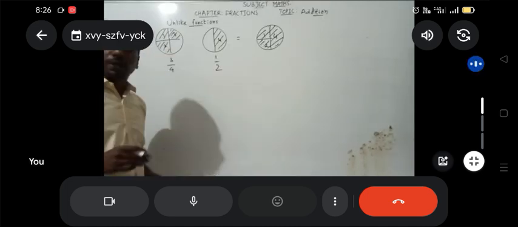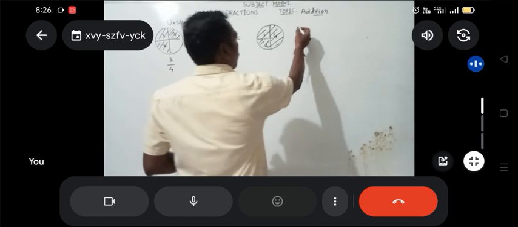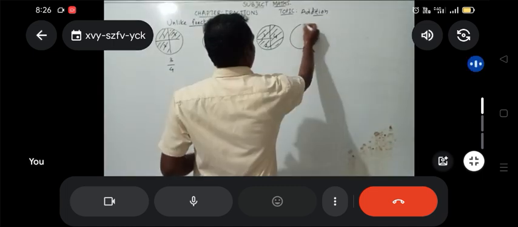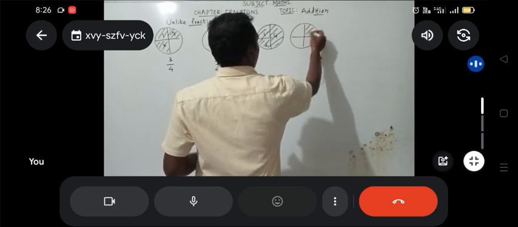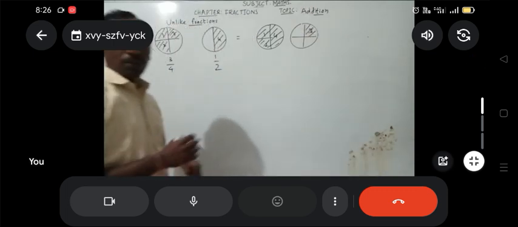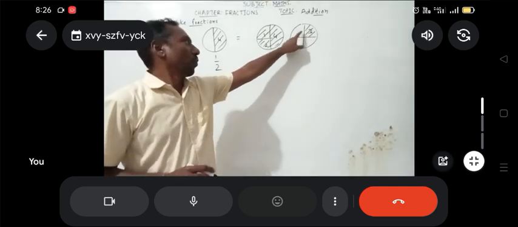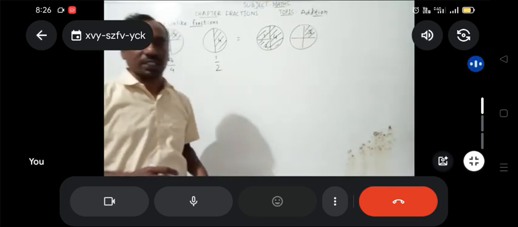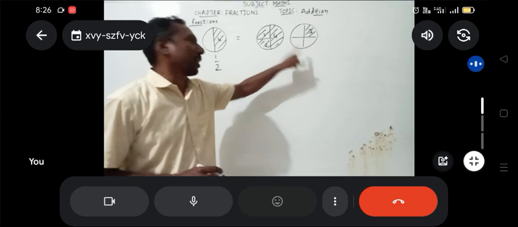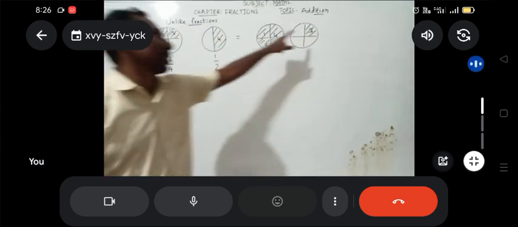Still the third part I should keep, so I will draw another circle. Among that I am going to keep the third part. So it is 1 whole plus 1 by 4th part. See, among the 4 parts, I have taken 1 part here. This is the third part.